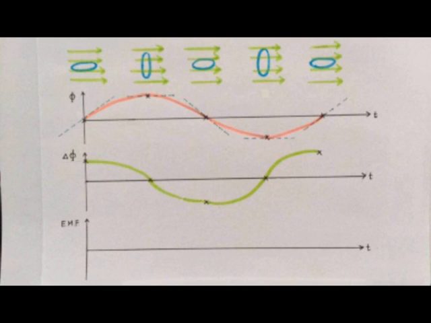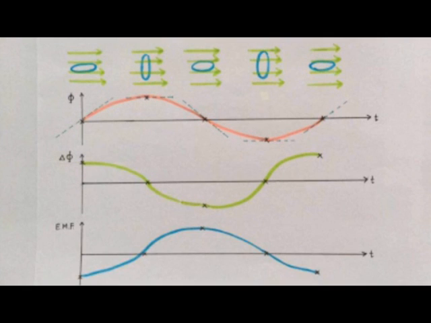Since EMF is the negative of the rate of change of flux over the change in time, the graph of EMF over time is a horizontal reflection of the graph of the change of flux over time. So, it can be concluded that EMF is determined by how quickly the flux changes.